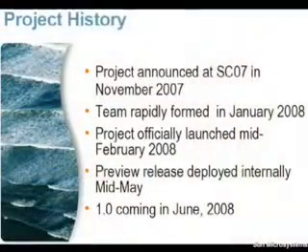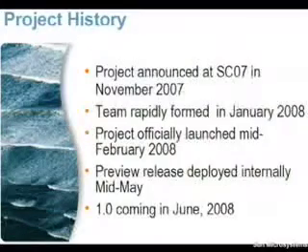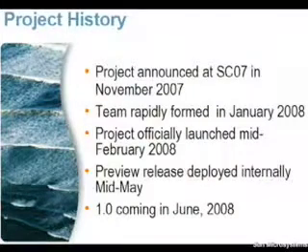So a little bit on our history. We were first announced at SC07, and from that we began immediately pulling people together. First meeting was in January. We were still hiring some people during that time. We actually officially launched mid-February, and we've been running ever since.